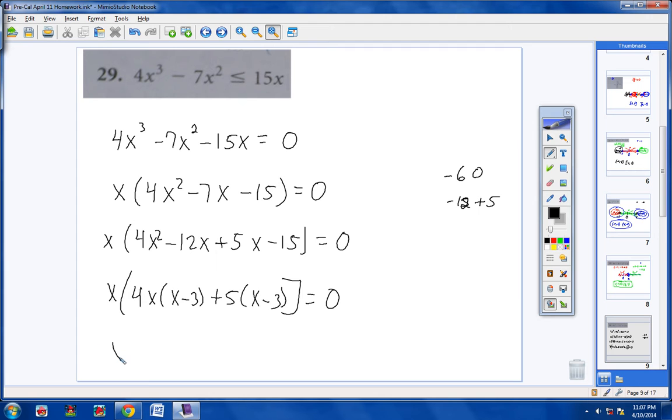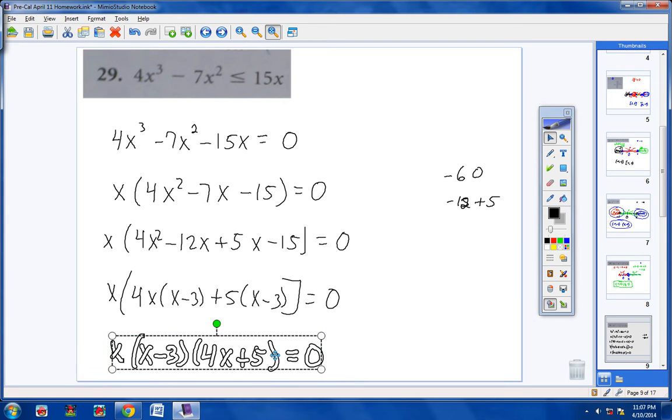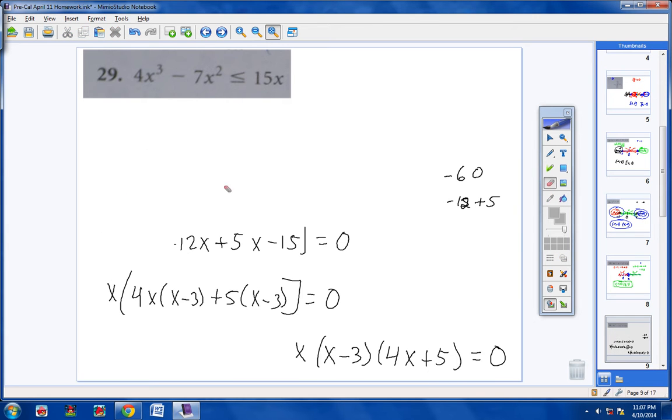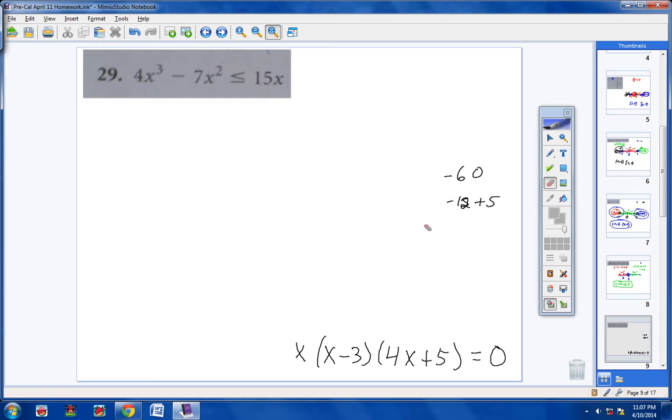And so the final factorization will be x, and then your matching parentheses, and then 4x plus 5 equals 0. All right, so there we go, good enough. There's our complete factorization. Let's go ahead and do a little bit of deleting here so we have some room.